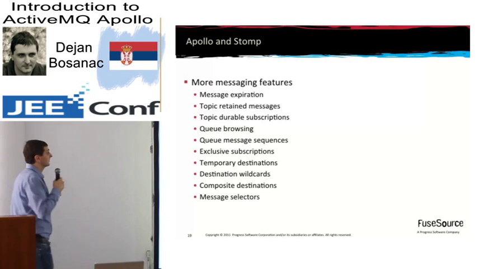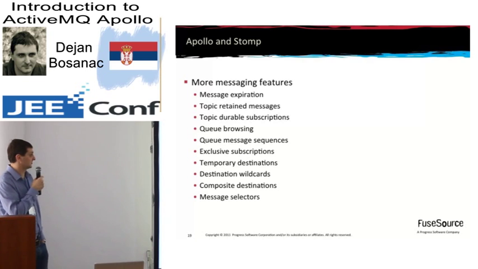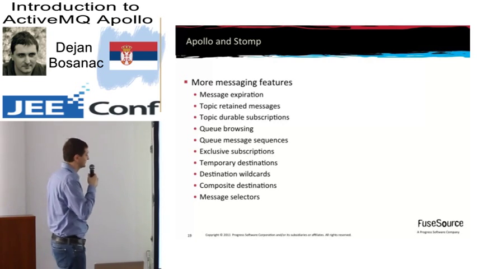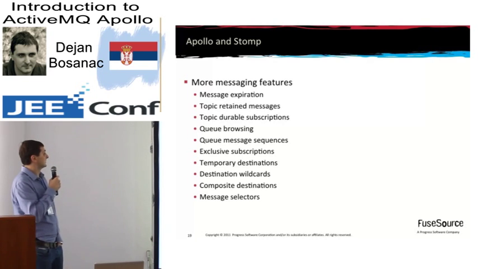There are a lot more messaging features provided by Apollo. I don't know how many of you are using the current ActiveMQ, but all the basic features that you expect from a messaging system, like message expiration, queue browsing, temporary destinations, exclusive queue subscriptions, and message selectors, and all that kind of stuff, are supported by Apollo and its implementation of the Stomp protocol.